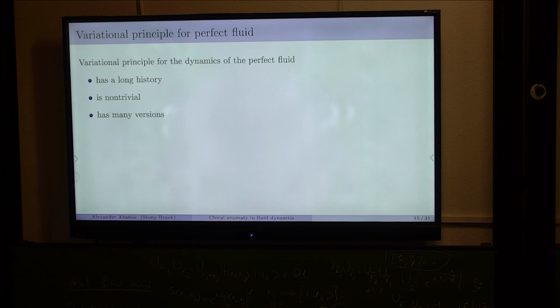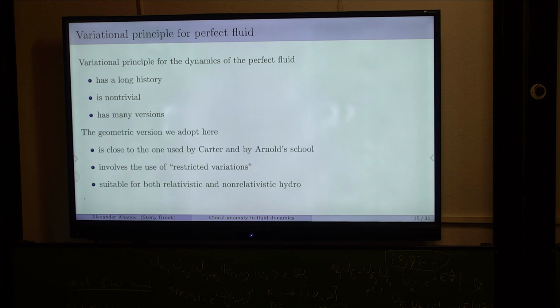Variational principle for dynamics of perfect fluid has a long history, is quite non-trivial. You cannot just write variational principle in terms of density and velocity directly, and it has many versions. And the one we're going to use here is the one which is close to the approach by Carter and the Arnold school, and involves the use of so-called restricted variations or admissible variations. An alternative version, which many people probably know, is using Clebsch parameterization of the fluid. But we are going to use this one as the most geometric and compact one.